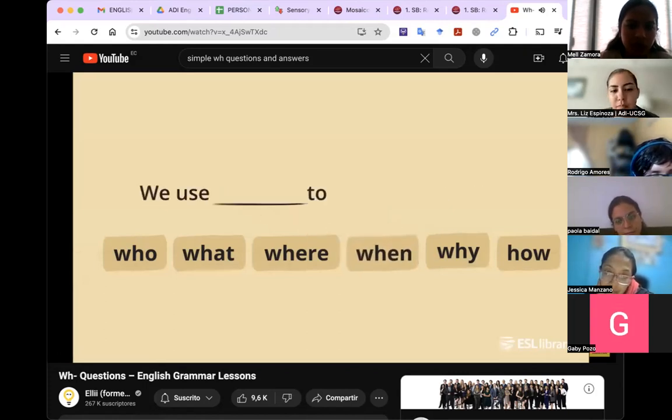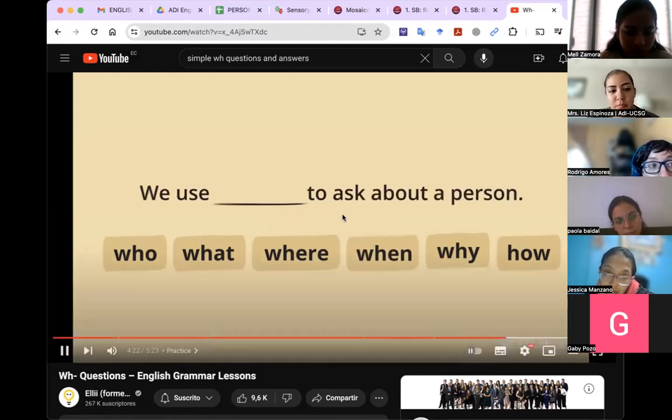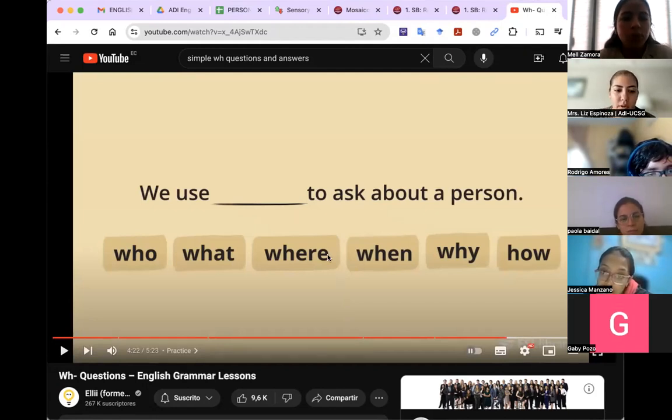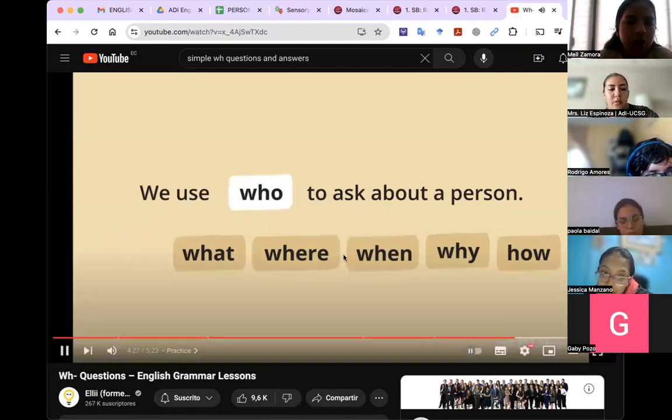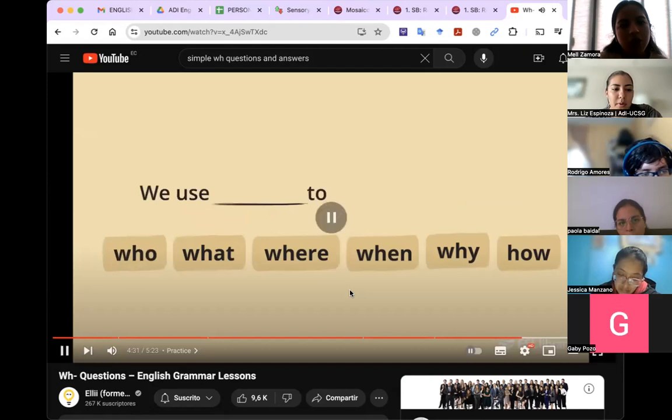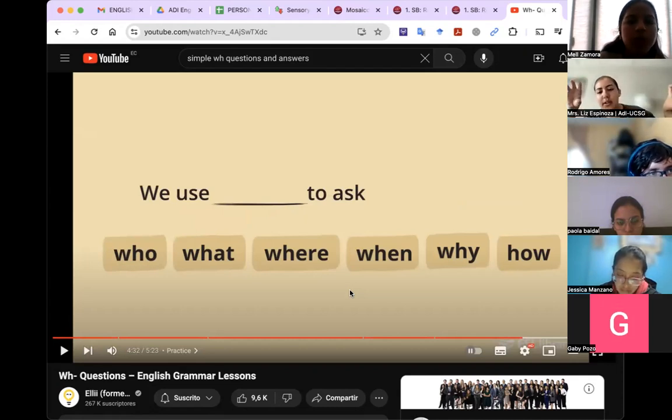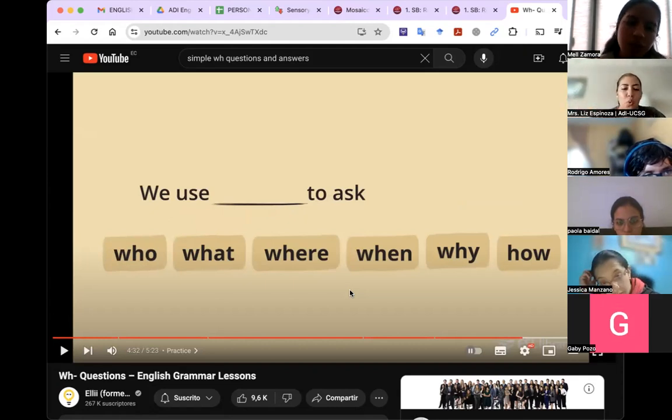Very good. To ask about a person. Who? Okay, let's see. We use who to ask about a person. Very good. Okay, just remember that it's quite similar, but it's not the same. Who for person and how for manner. So who and how. Actually, that doesn't sound like oh. So who and how. Very good.